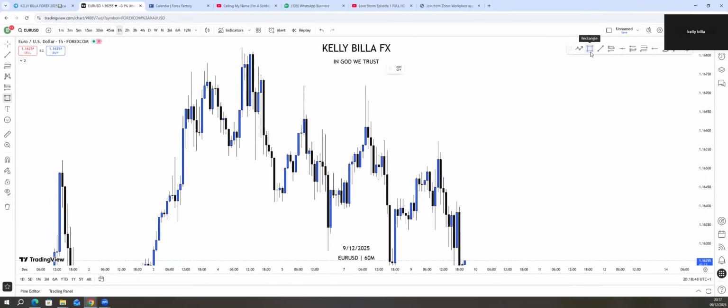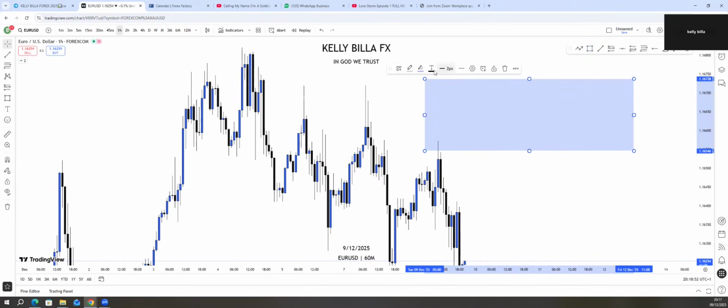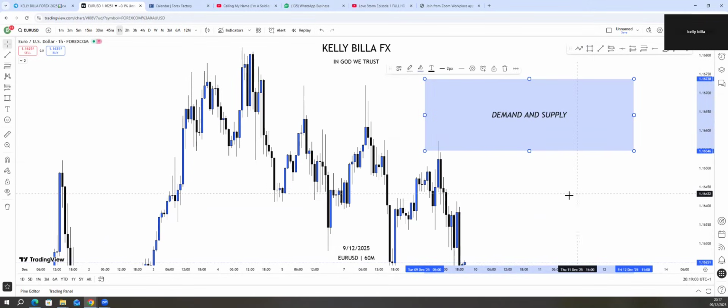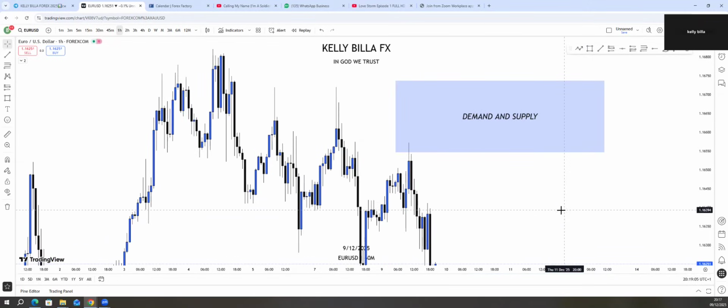So the first thing we did in the first lesson was supply and demand, or you can say demand and supply. Why demand and supply? It was first because this is the foundation of every single strategy you see out there.